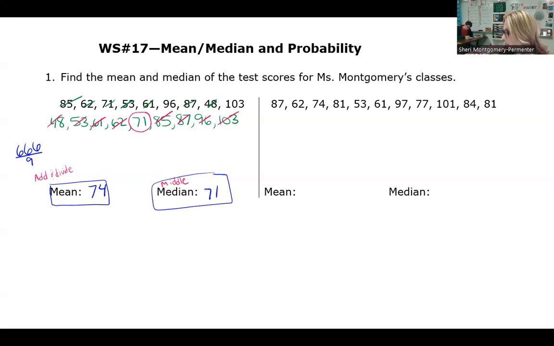Yay! Okay, for the next one, we're going to do the same thing. Hopefully I can have a volunteer to put the mean and the median up on the board. What do you mean? Yeah, so when we find the mean, we have to add everything up and then we divide.